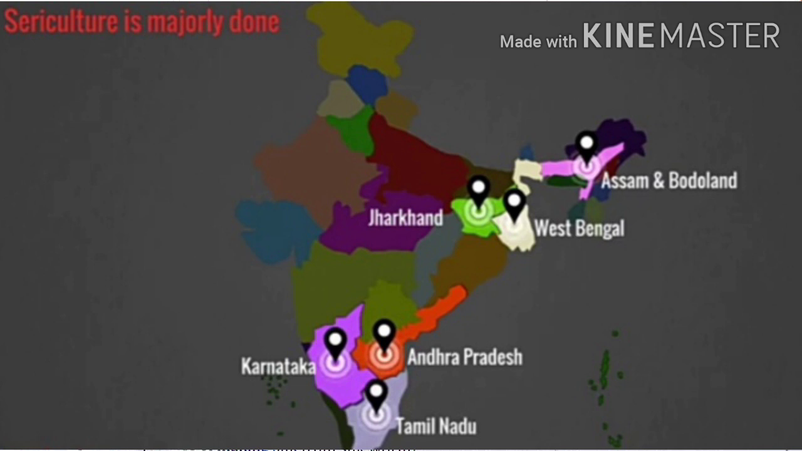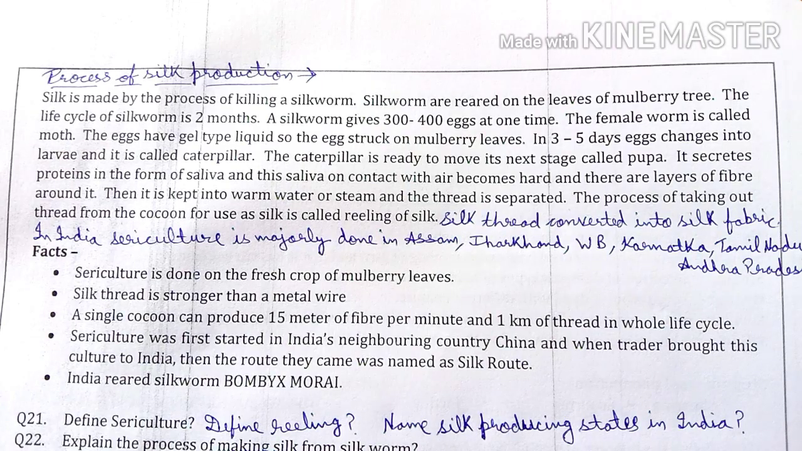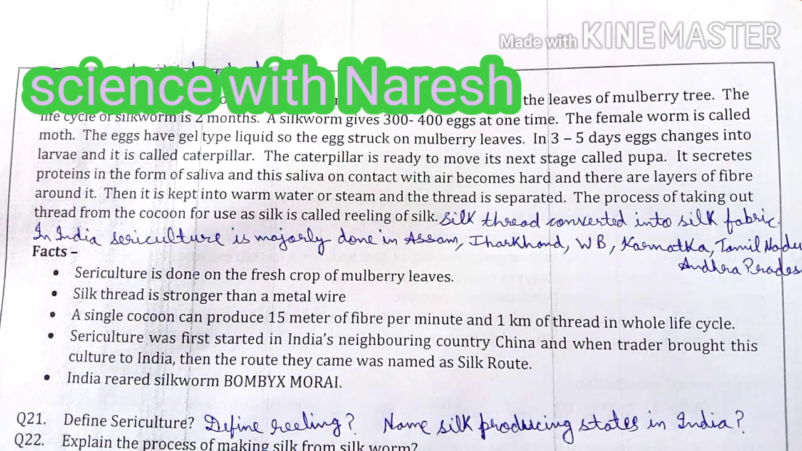Some facts are there. Sericulture is done on the fresh crop of mulberry leaves, meaning for sericulture a fresh crop of mulberry is required. Silk thread is stronger than a metal wire. It shows that silk is very strong compared to a wire made of metal.